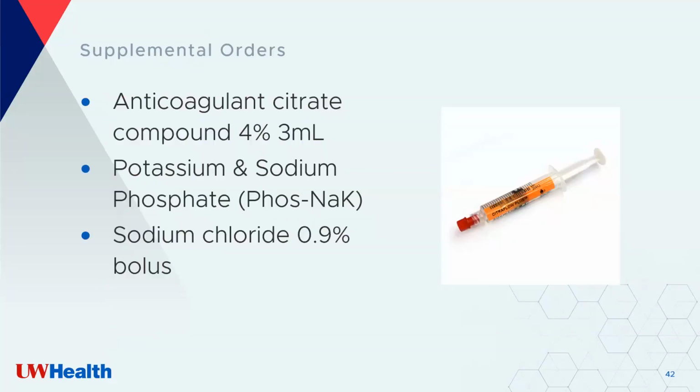Some supplemental orders that you may see are the anticoagulant citrate compound in order to lock the port of the CRT catheter when it's being disconnected. And like I said, because CRT does cause a decrease in phosphate, you will likely see the scheduled Phos-NaK packets. Typically, this is ordered as 2 packets 4 times a day with holding instructions so that the nurse is able to identify when this medication would not be necessary. For example, hold these packets if the phosphate is greater than 4 or the potassium is greater than 5. And then finally, for anticoagulation, a sodium chloride bolus will also be ordered every 1 hour as needed.